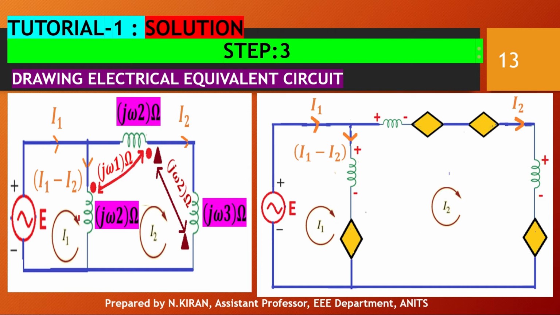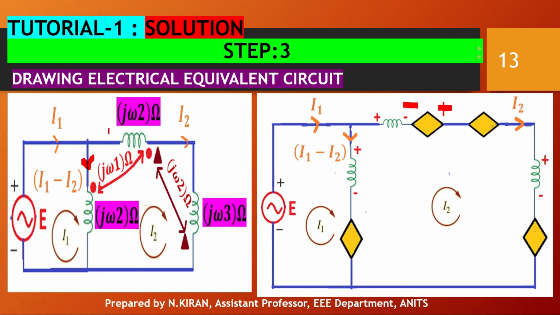When I consider the first coil, the current flowing in it is I1 minus I2, and this current will induce a mutually induced EMF in the second coil, since these two coils are magnetically coupled. This current I1 minus I2 is entering at the dotted end of the first coil. Since it enters at the dotted end, the neighboring coil's dotted end will have positive polarity and the undotted end will have negative polarity, as shown.